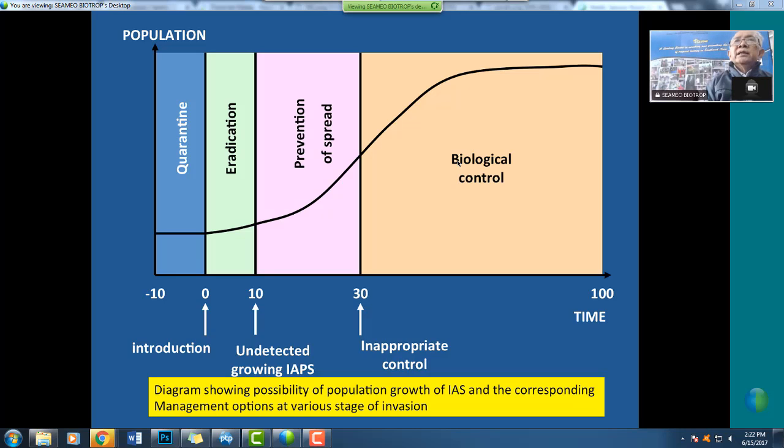But if eradication fails again, and then you have the spread of the population, then you have to prevent further spread. If the population is so big, the area has been invaded by the population, then we have to try to find this biological control agent. Hopefully this biological control agent will be able to reduce this invasive alien species population.